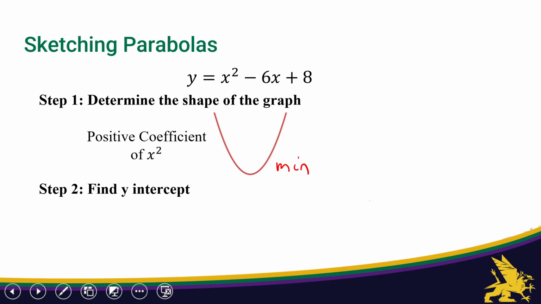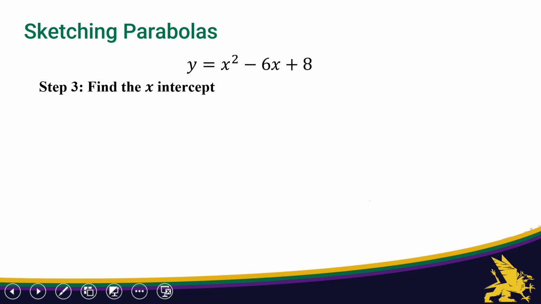To find the y-intercept, as in standard form, I know it's going to be positive 8, but I'm just going to substitute x equals 0 into my equation, and that leaves me with 8. So I just used two methods there. The next part is finding the x-intercepts. Because my coefficient of x squared is just 1, I can easily do this one.